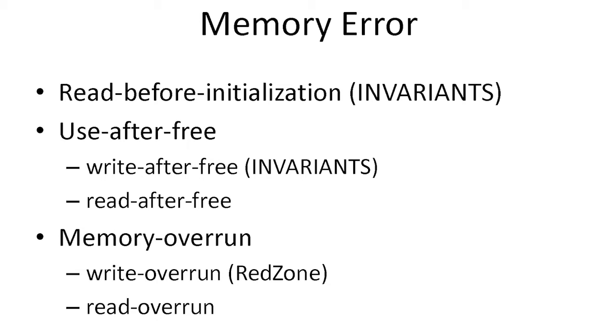If you malloc a memory, use it and then free it, and then another user uses it, but the original user writes to the same memory, you will corrupt the memory which is now used by another user. Another one is read after free. If you read after you free the memory, you may read memory which is currently used by another user.